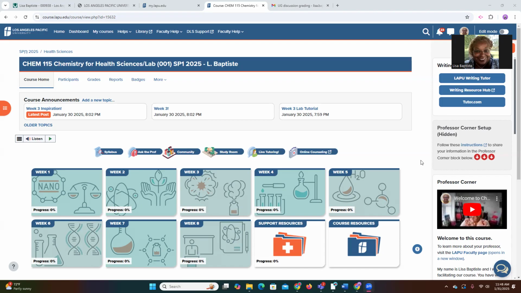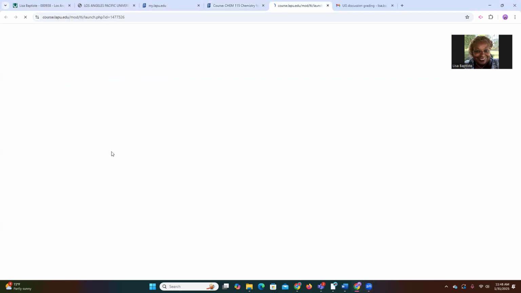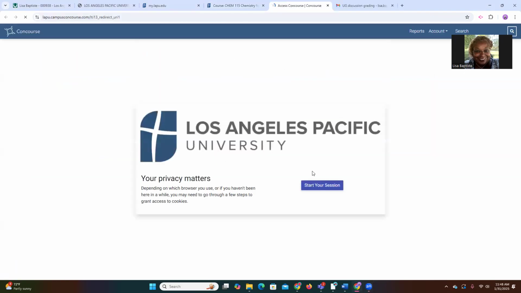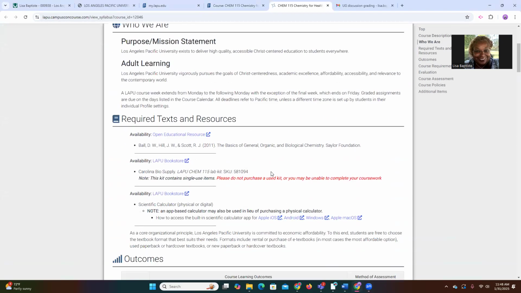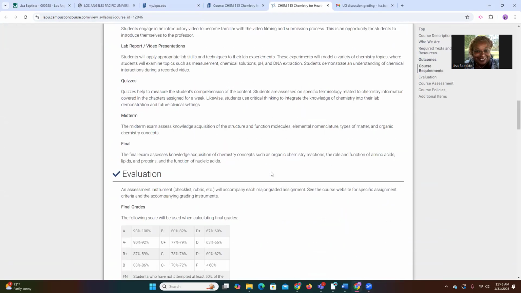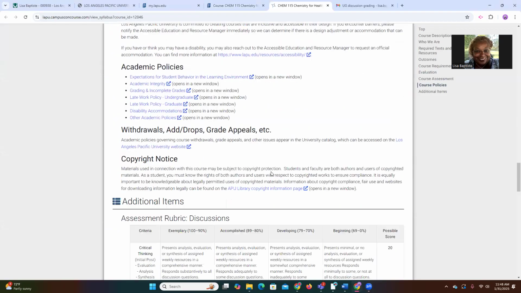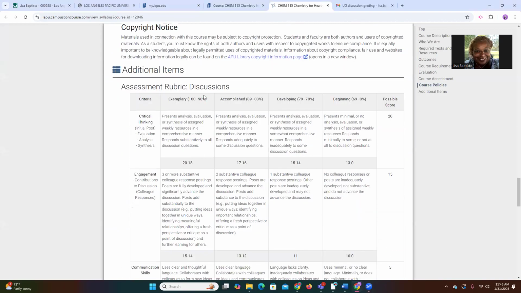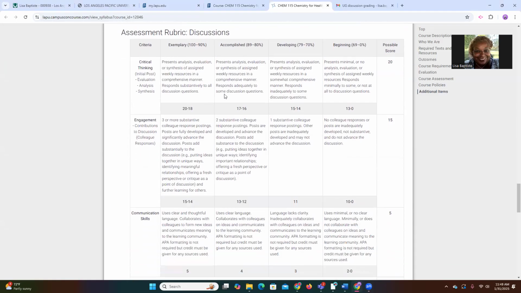To find the grading rubric, go to the syllabus, which is on your home page, and the syllabus will pop up for this class. Scroll down until you find the assessment rubric for discussions. There are 3 categories. There is the critical thinking, which is based on the initial post. It's the evaluation, analysis, and synthesis. That's a possible 20 points.